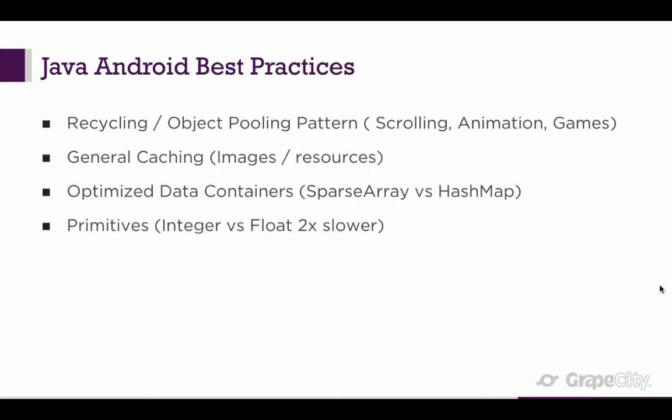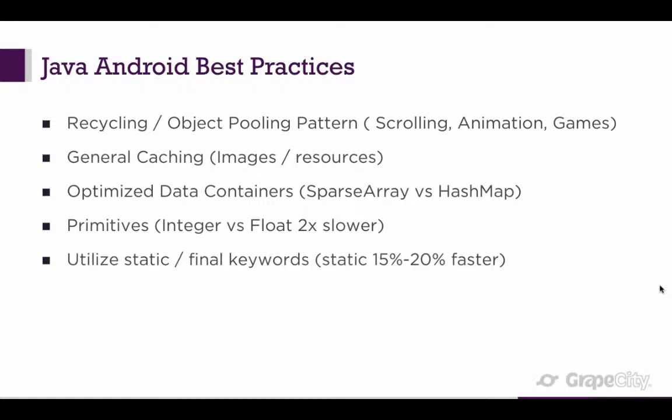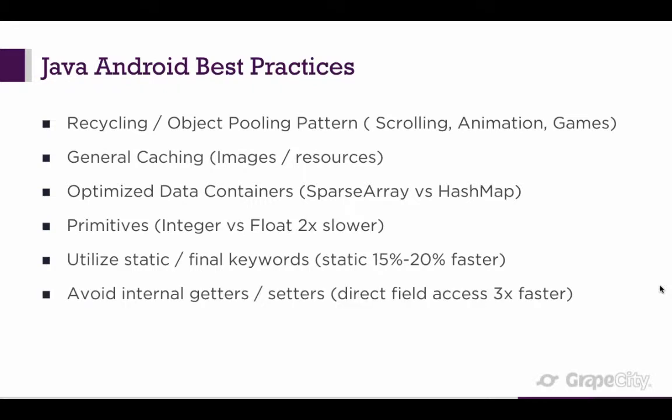Some general primitive data type advice: you want to avoid using floats. They're about 2 times slower than integers. They just take up too much space. You want to utilize static and final keywords as much as possible. Static is around 15 to 20% faster. And if you're a Java developer, you're used to using getters and setters to access your object properties. But you want to avoid this on Android. Direct field access, just making your property public, is 3 times faster than that extra method call of your getter or setter.